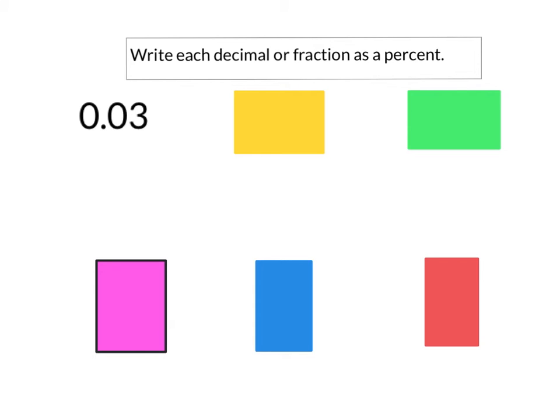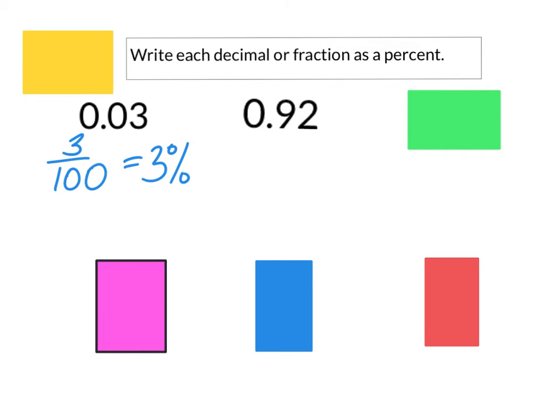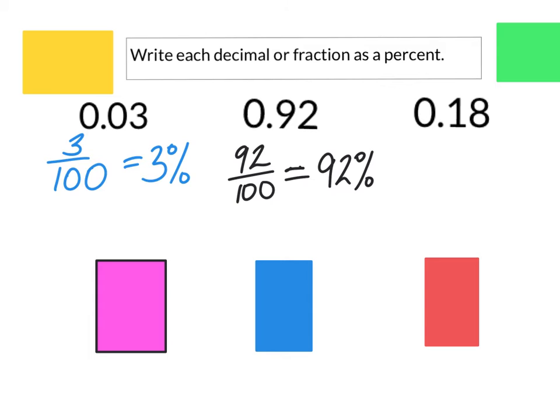Write each decimal or fraction as a percent. So we have this decimal, we read it 3 hundredths. If I think about that, it's 3 out of 100, which means it would be 3%. Next one, I read this 92 hundredths, so that's what it looks like, and so it would be equal to 92%. And my last one, 18 hundredths, so here's what it looks like, which means 18%.